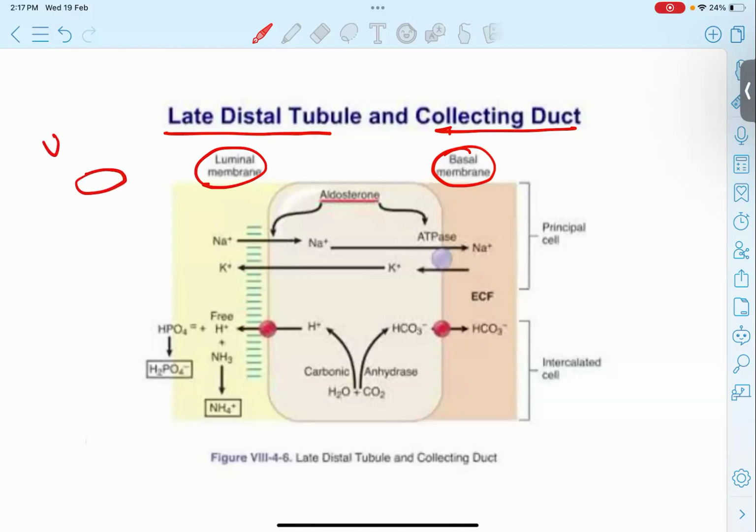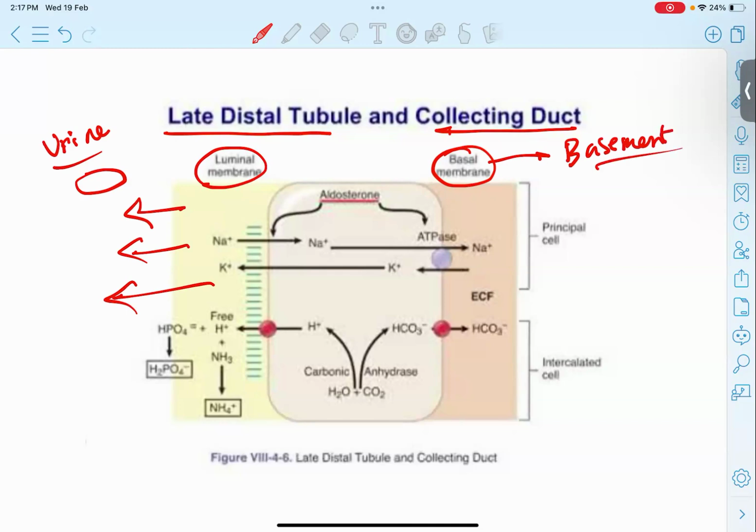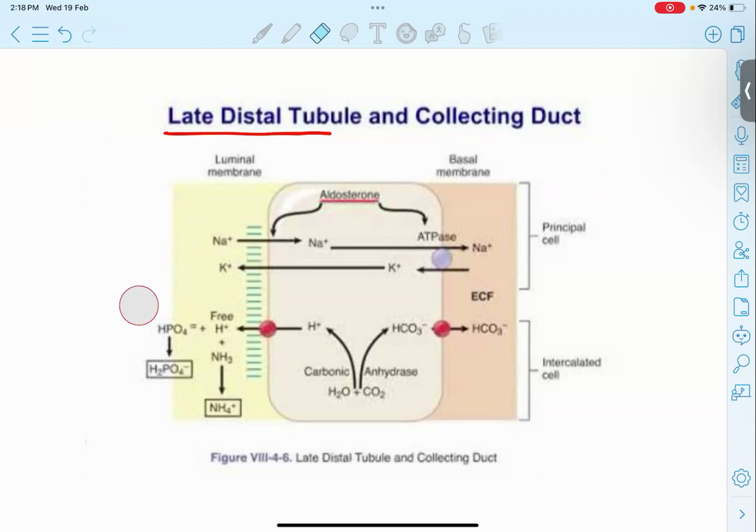So here we have urine. Anything that falls in this direction will get excreted or secreted into the urine. And basal membrane means the basement membrane. That means anything that comes beyond this line will get reabsorbed into the body. Okay, if we understand this, then next let me explain this thing.